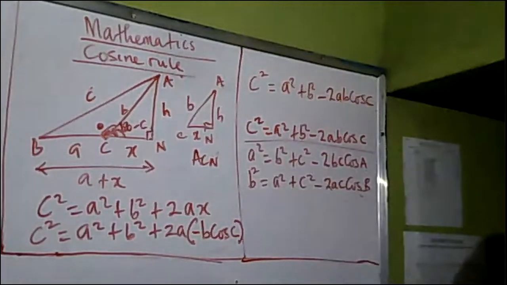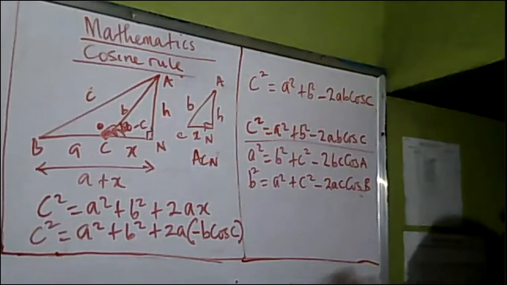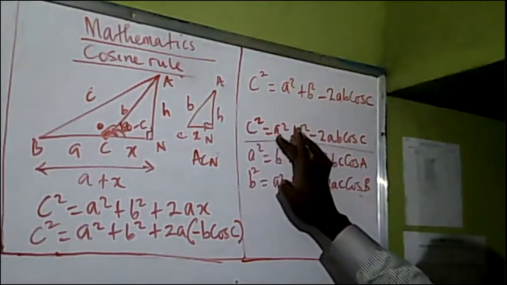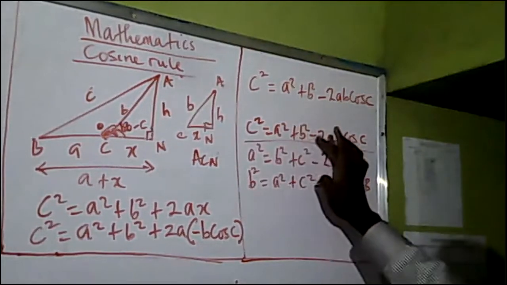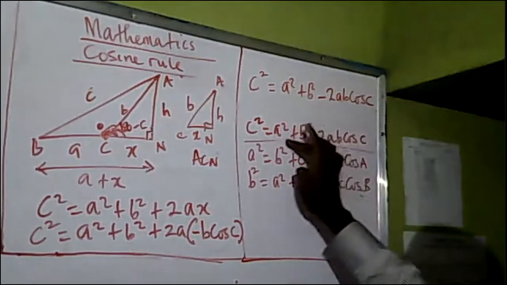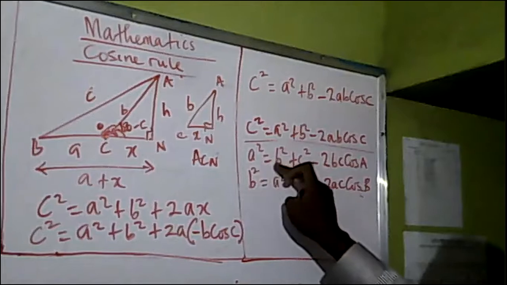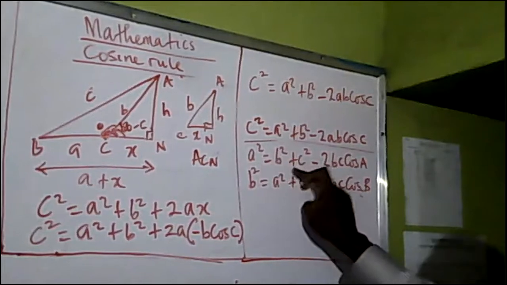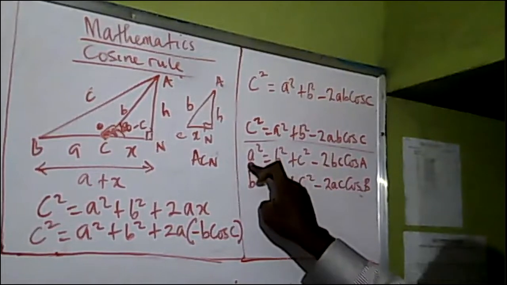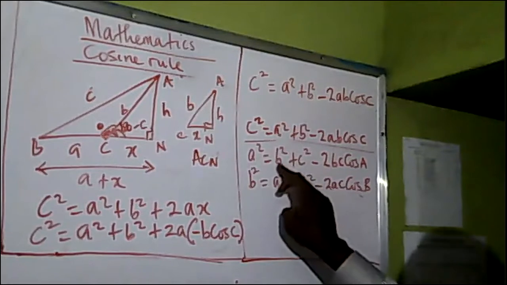If you're looking for c square, and the triangle has angles A, B, C and sides a, b, c, the next one should be a square plus b square minus 2ab. Repeat this one, but don't put square, cos C. Then a square is equal to b square plus c square. You see, when you have written a, you don't need to write a again here.